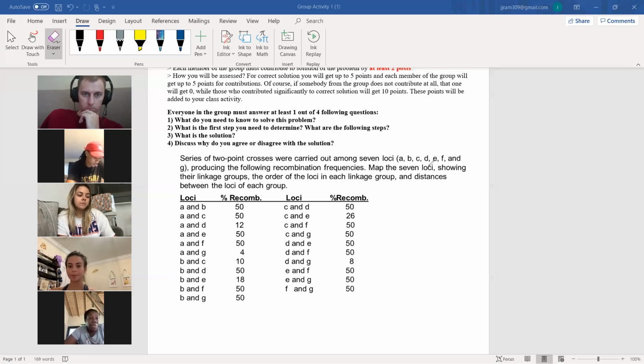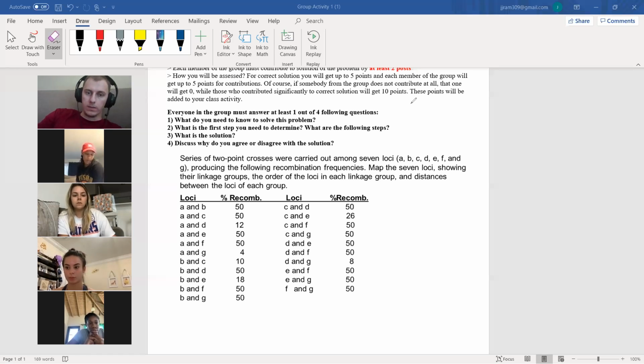The second part of the question asks, what are the following steps after the first step, which was the 50%? When you've seen which ones have 50% or less, we need to focus on the ones that have less than 50%, because these are the ones that are linked. For these linked ones, the percent that is given represents the distance. The ones with the longest distances would serve as the endpoints, and the ones that are less would serve as the middle. You also have to do the order of the loci.